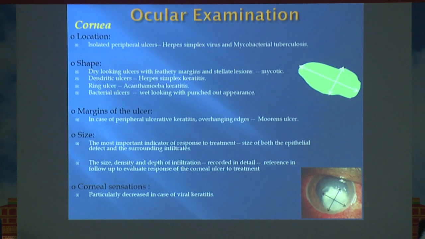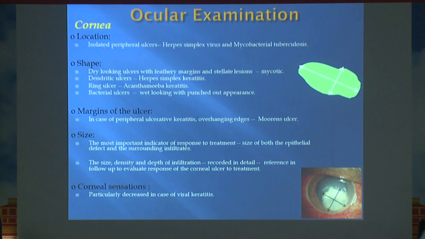Margin of ulcer, in case of peripheral ulcerative keratitis, overhanging edges are there, and that may be because of Mooren's ulcer. The most important indicator of response of the ulcer is size of both the epithelial defect and surrounding infiltrates.